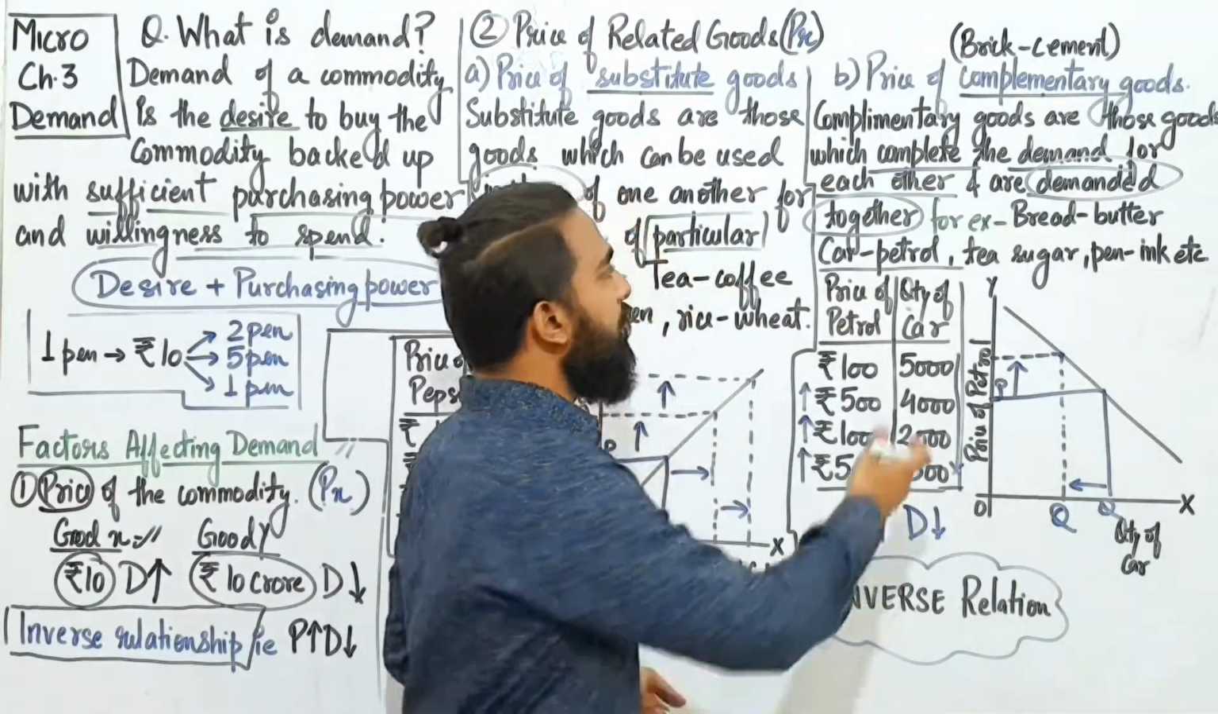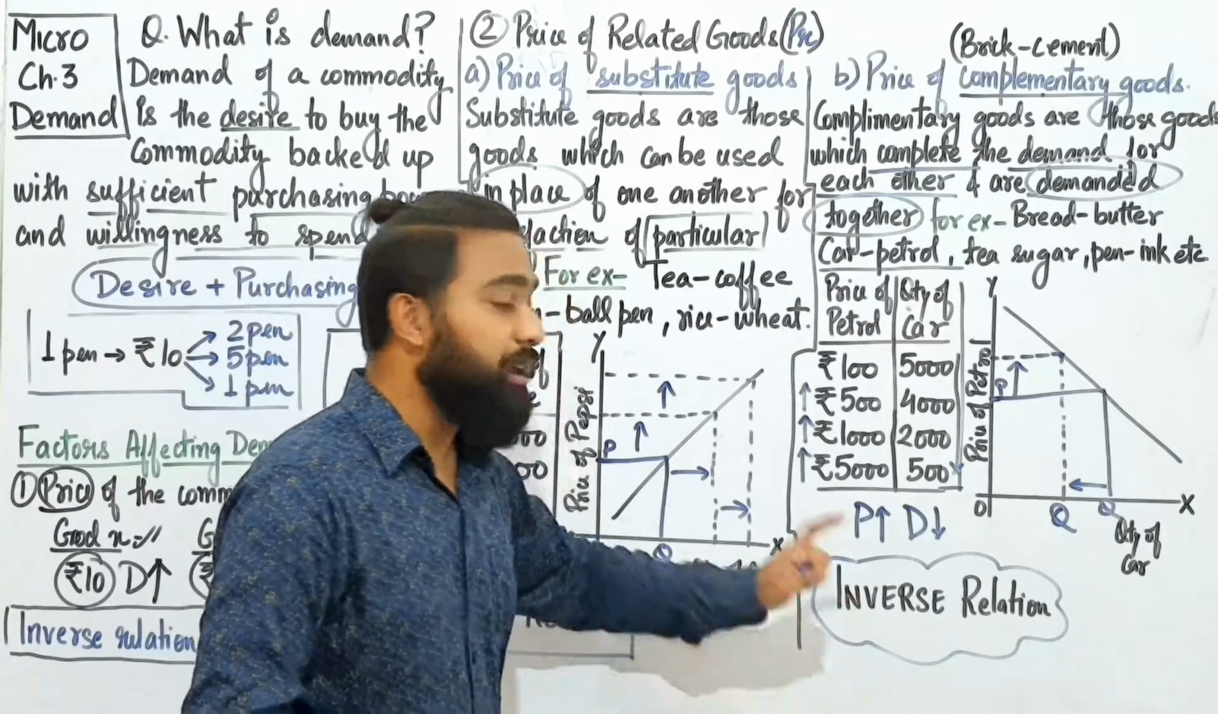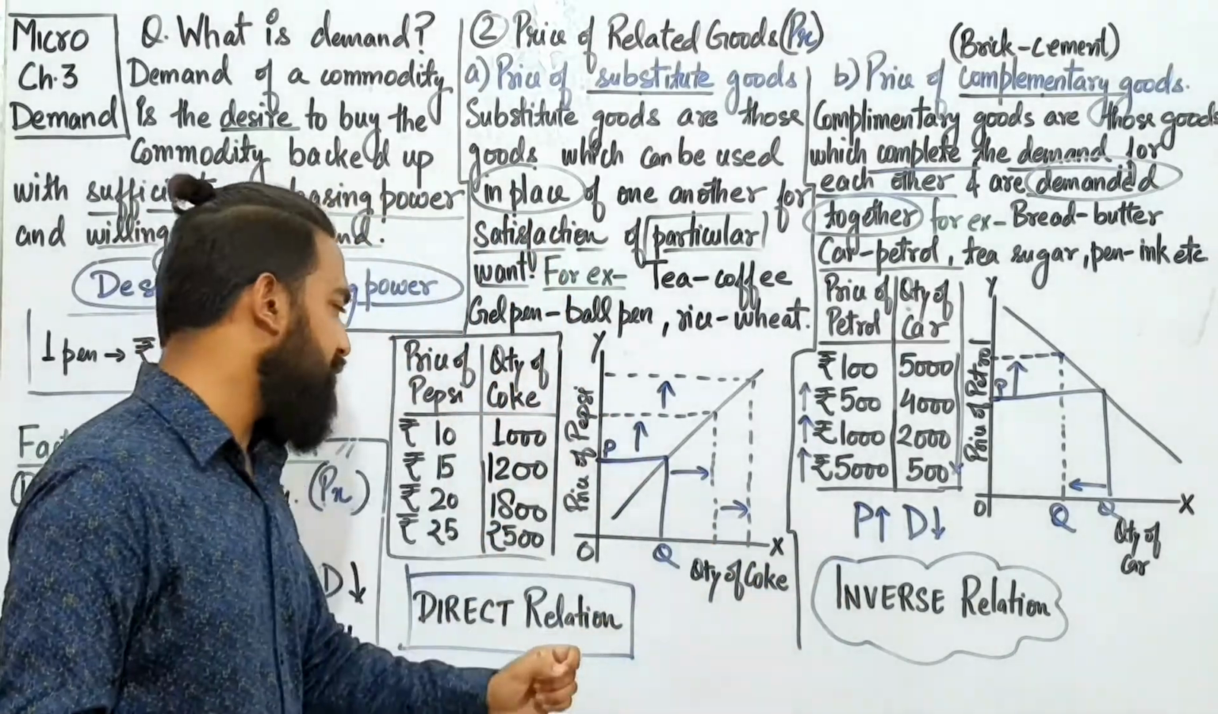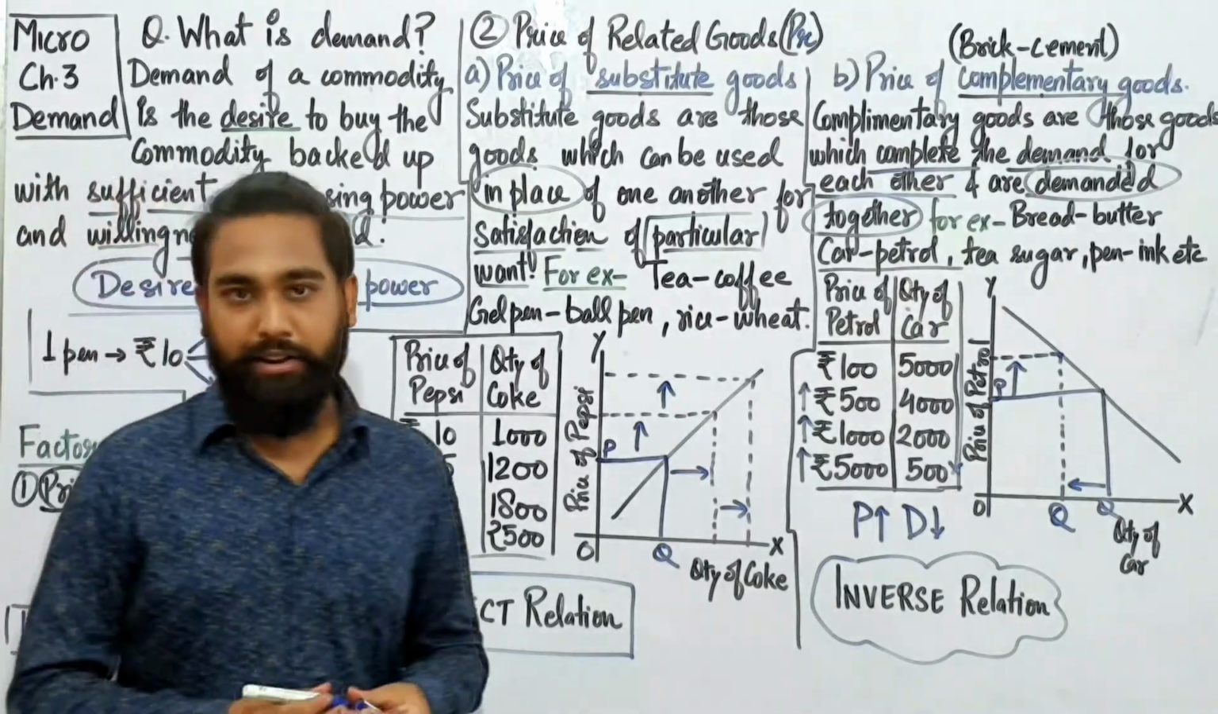So this is the graph for the complementary goods. And students, it's an inverse relation. There is an inverse relationship. And here in the substitute goods, there is a direct relationship.